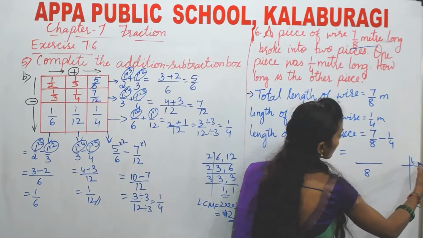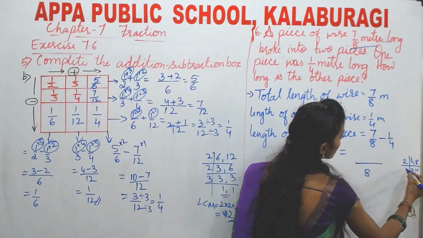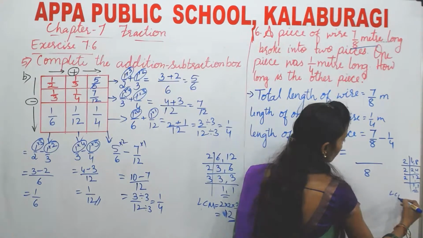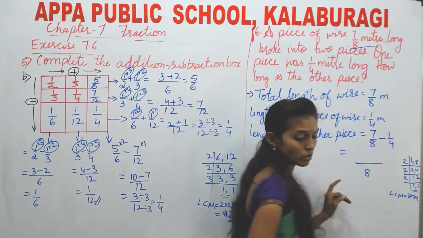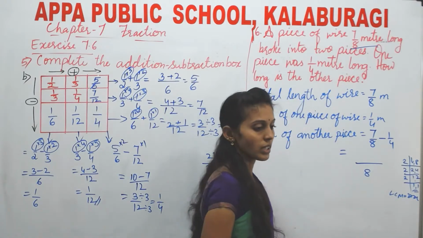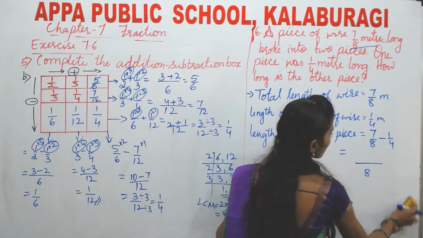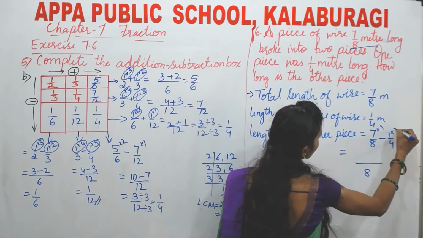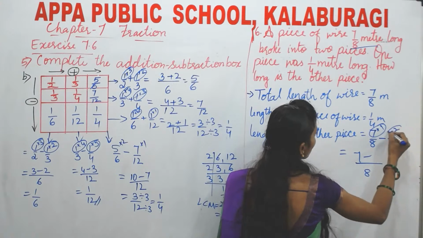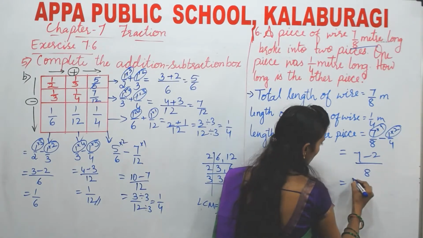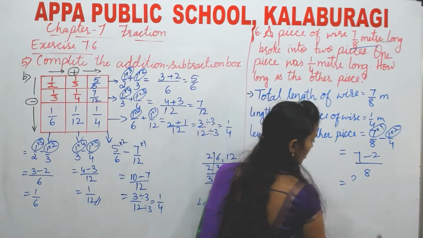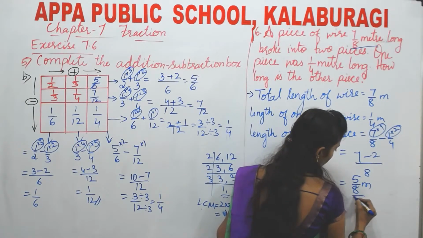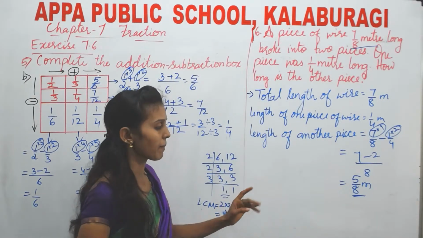See, 4, 8. 2 twos are 4, 2 fours are 8. 2 ones are 2, 2 twos are 8. So LCM will be 2 into 2 into 2. 2 twos are 4, 4 twos are 8. Right? Got it? You can, okay? That is your rough work. Then now, 8 ones are 8, 4 twos are 8. 7 ones are 7, minus 1 twos are 2. That is nothing but 7 minus 2 is 5. Okay, 5 by 8 meter.